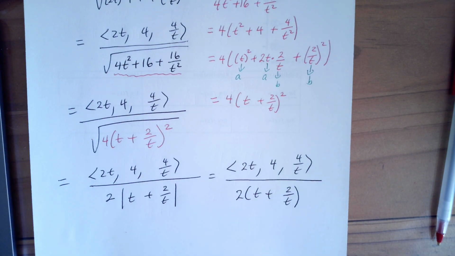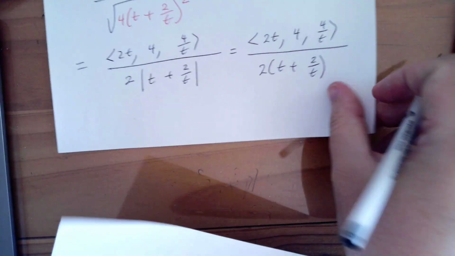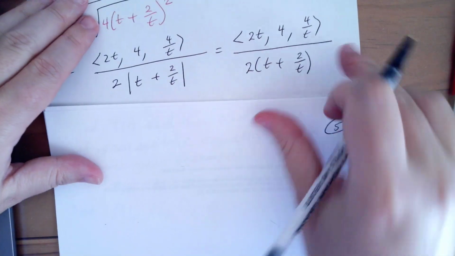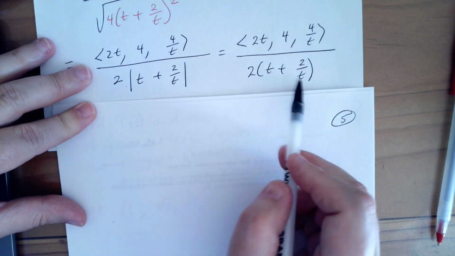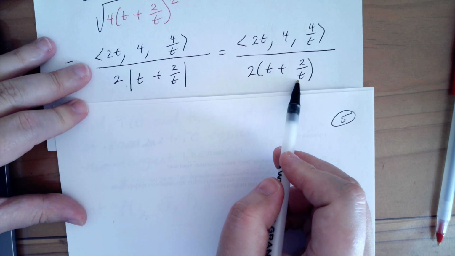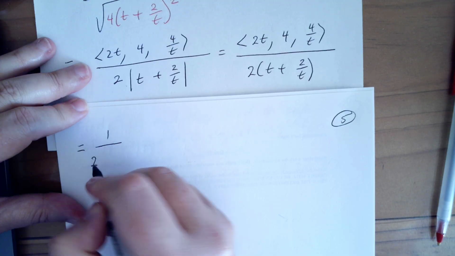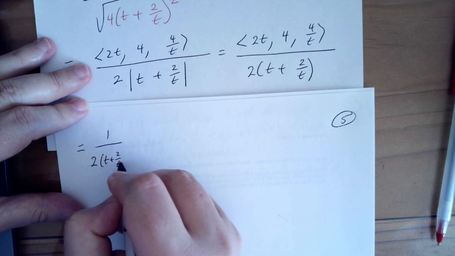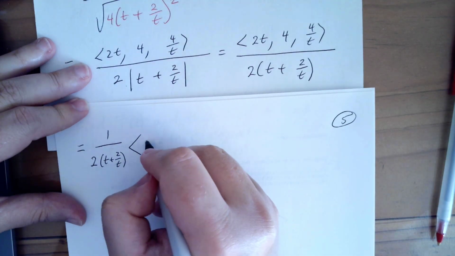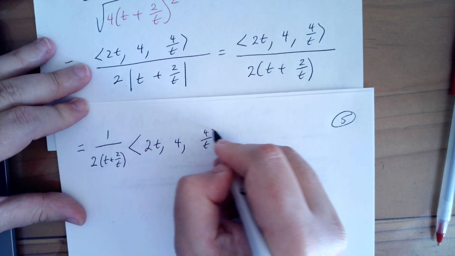And we can simplify this a little bit further. So I have another sheet. Handy. Okay. So I'm going to rewrite this as being a scalar multiple. Okay. So I can rewrite this as being 1 over 2 into t plus 2 over t, scalar multiple 2t, comma 4, comma 4 over t. There it is.